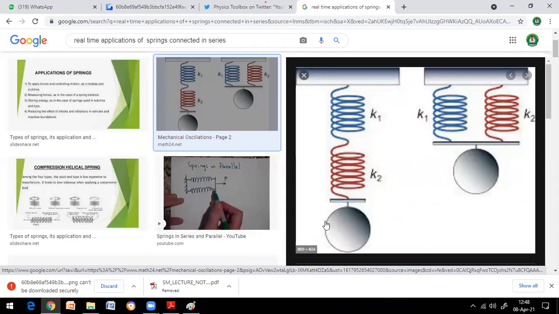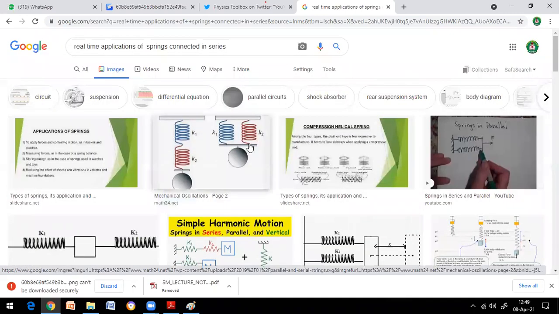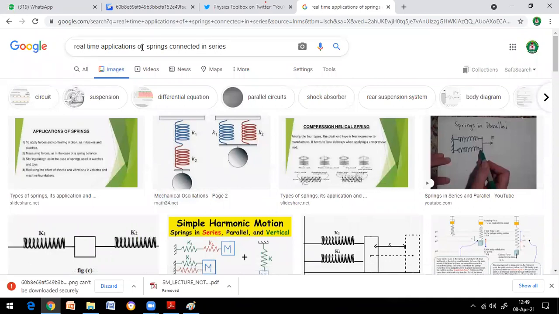So that's the reason why, even in the derivation example which I showed, where the springs are subjected to tension, you are able to calculate the deflection and see the load carried by each spring clearly, right? If you look at real-time applications, I can't find many.